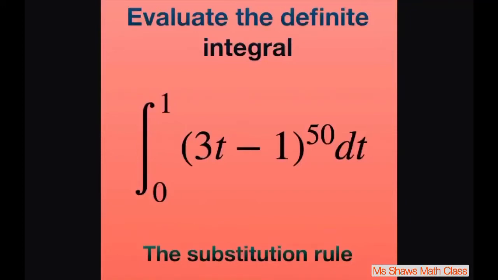We're going to evaluate the definite integral from 0 to 1 of (3t - 1) to the 50th power dt. We're going to use the substitution rule for definite integrals. So you proceed as usual with u substitution, and we're going to let u equal this quantity here, 3t - 1, and therefore the derivative of u with respect to t is going to equal 3.